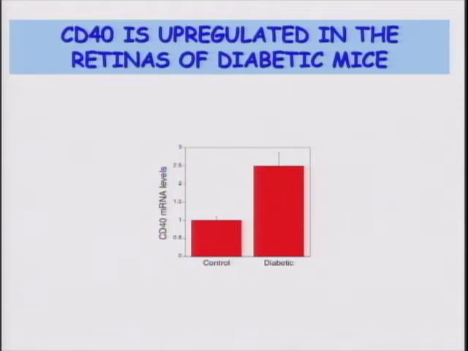So black 6 mice were made diabetic by injection of streptozotocin, and at 2 months after diabetes, the levels of mRNA of CD40 in the retina were quantitated by real-time PCR. And compared to control non-diabetic mice, there was a significant increased expression of CD40.